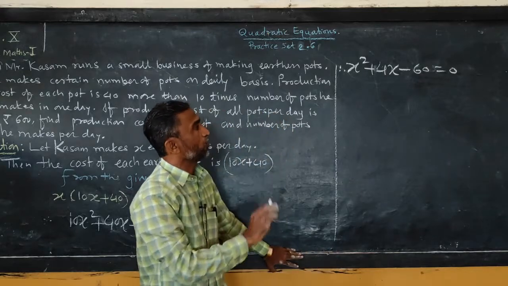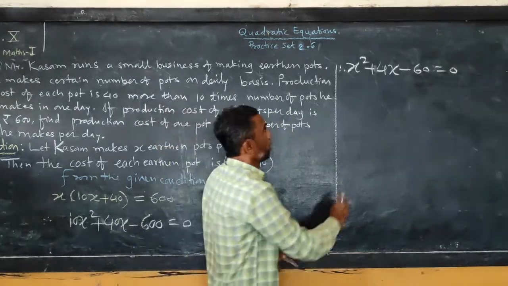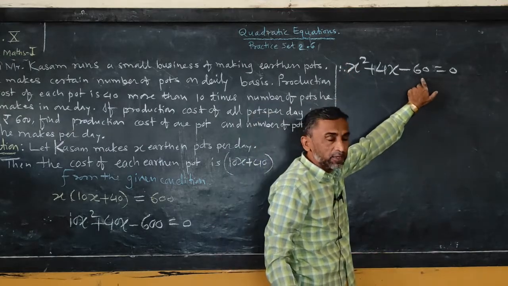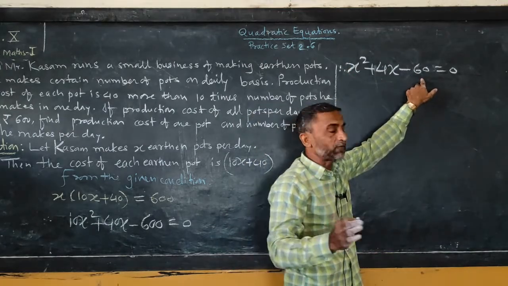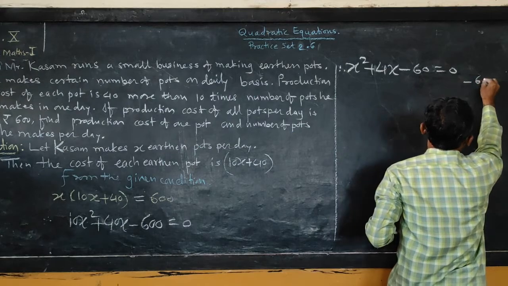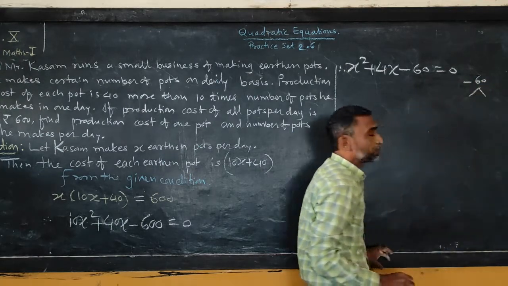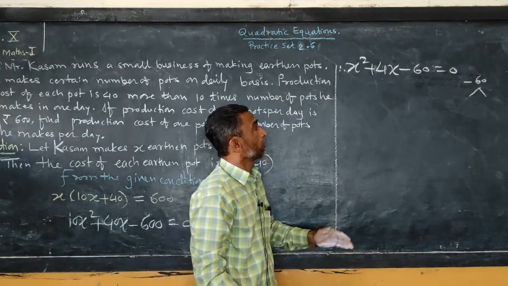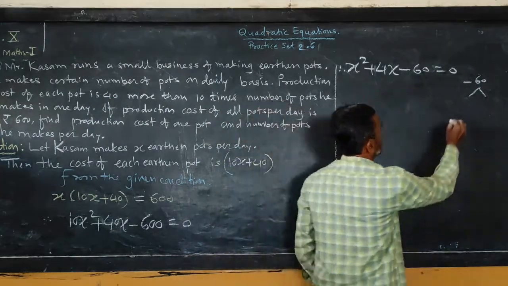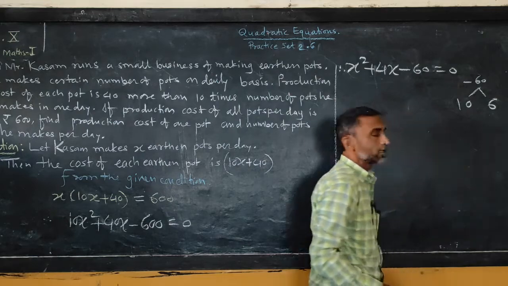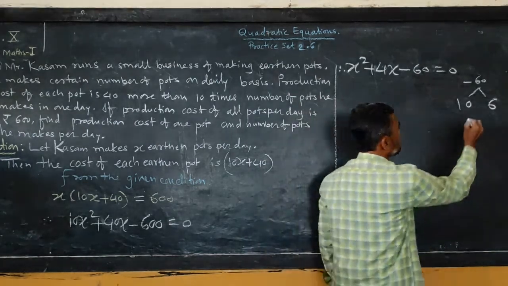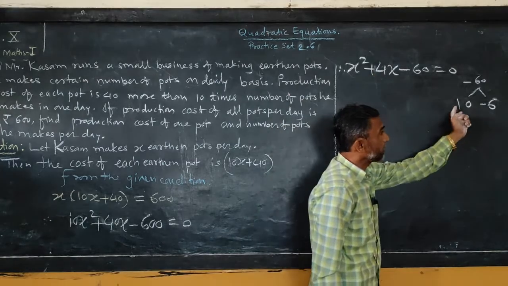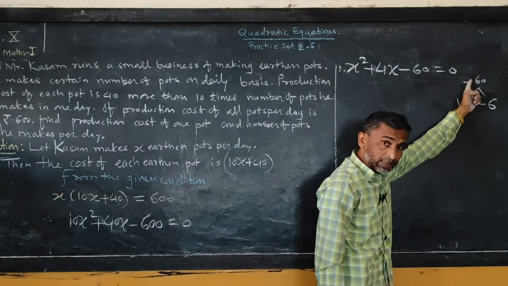So simplest form of a quadratic equation is formed where the quadratic coefficient is 1 and the constant term is minus 60. So find the factors of minus 60 such that the product should be minus 60 and addition of these two factors should be plus 4. 10, 6 are 60. Give the minus sign to the smaller one because we want plus 4. 10 into minus 6, you will get minus 60.